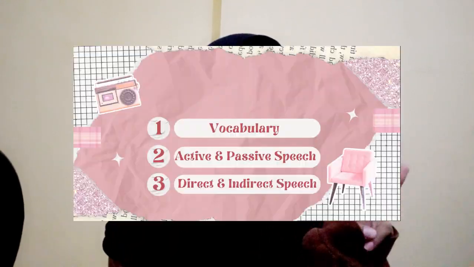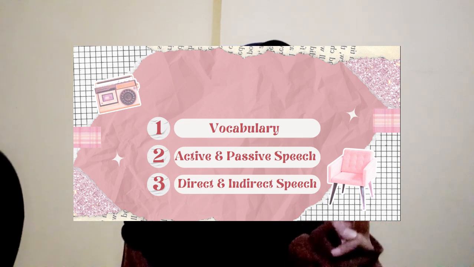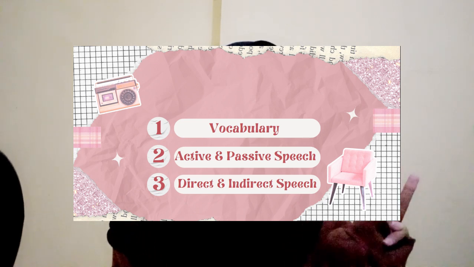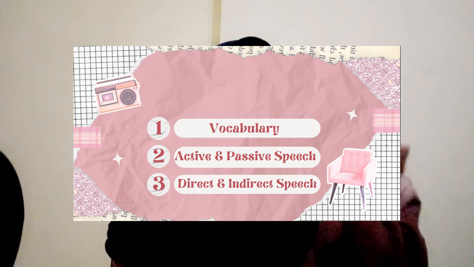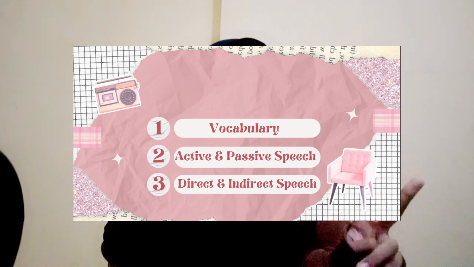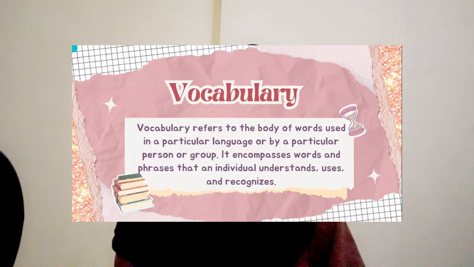So there are 3 points that I would like to teach or explain, and we are going to learn. The first one is vocabulary, the second one is active and passive speech, the third one is direct and indirect speech. So, next, I'm sure you guys already know what is the definition of vocabulary, but I'm still going to explain it by the way.